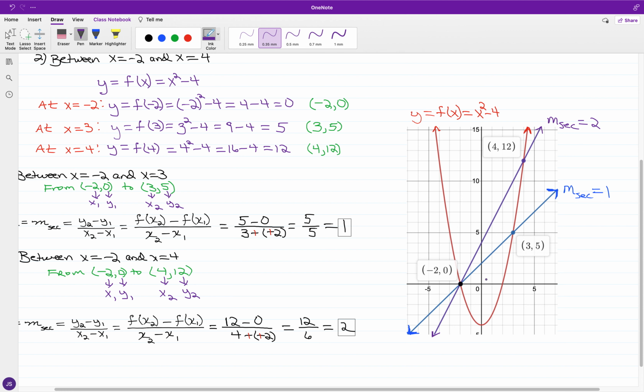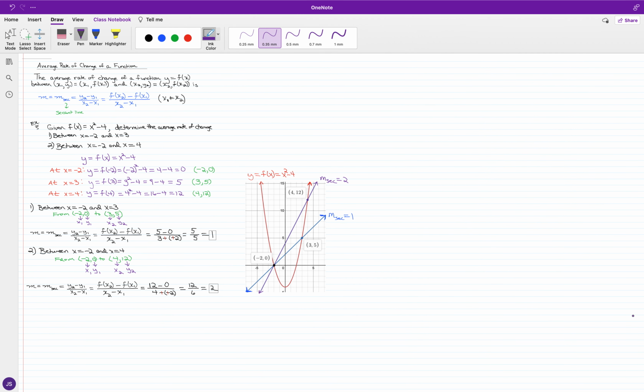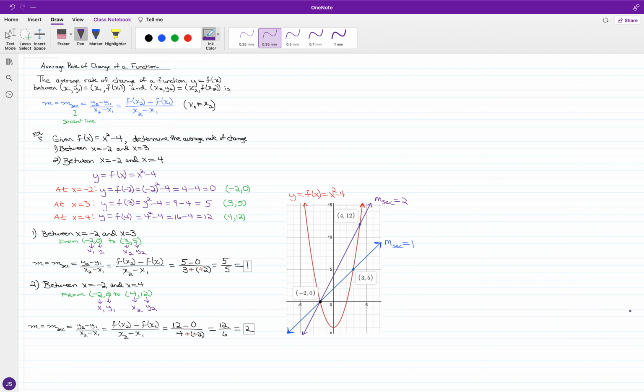If I were to start from this point and venture out further to the right of the y-axis, say out to x equals 5, x equals 10, the average rate of change is going to increase continuously, where the slope keeps getting higher.